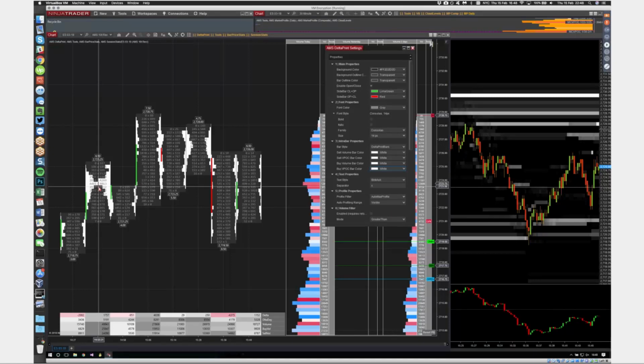I do look at the daily delta, so the delta of the day, because that's pretty interesting. When you look at a big delta on the day, let me point it out, it's right here. The number of the delta on the day, so the whole session.